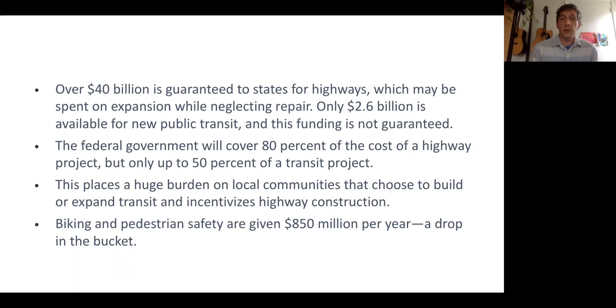When the funding goes out the door and states get access to it, the federal government will cover 80%, sometimes 90%, of the cost of a highway project, but they will only cover up to 50% of a transit project. So what this does is it places a huge burden on local communities that might want to build transit or some other type of infrastructure. It really makes the highway project cheaper by comparison. And then last, but certainly not least, biking and pedestrian safety receives roughly $850 million a year, which is a drop in the bucket. Next slide, please.